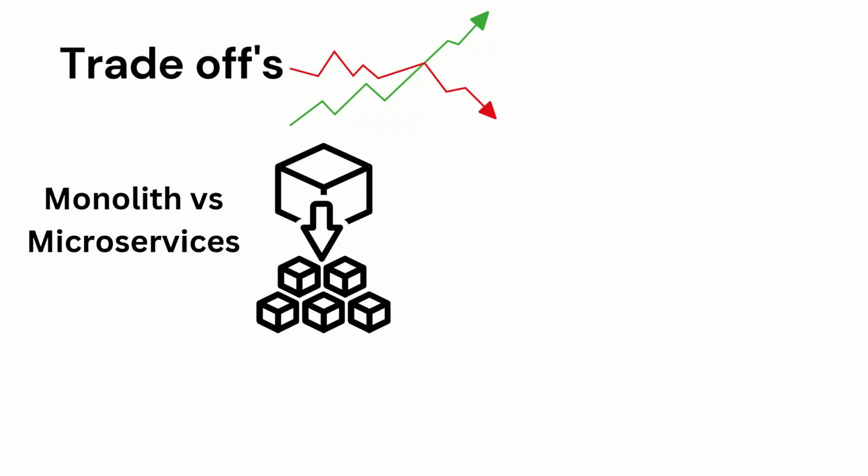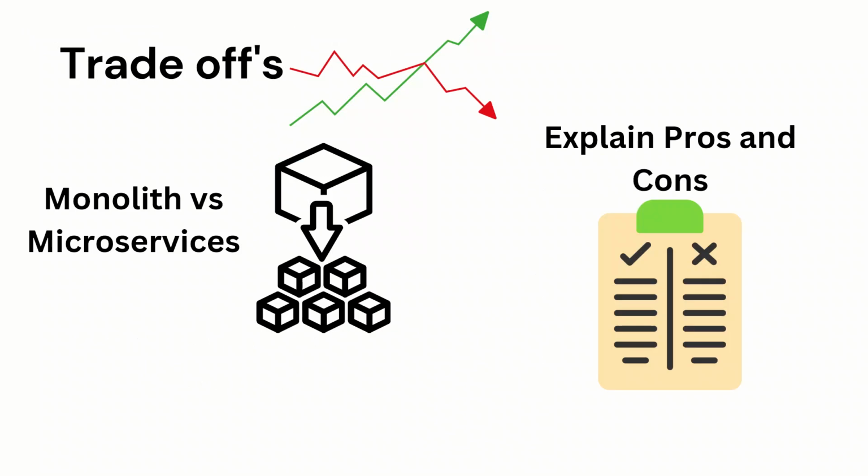Another important aspect of a system design interview is being able to explain trade-offs. In any system design, there will be trade-offs to consider. For example, if you're considering using a microservice architecture, you'll need to weigh the benefits of increased scalability and fault tolerance against the added complexity and potential increase in operational costs. When explaining trade-offs, make sure you consider both the pros and cons of each option. Again, it's important to be clear and concise in your explanations.